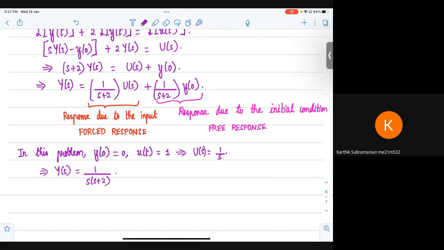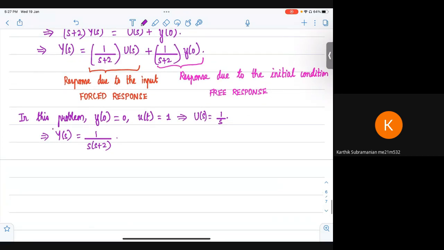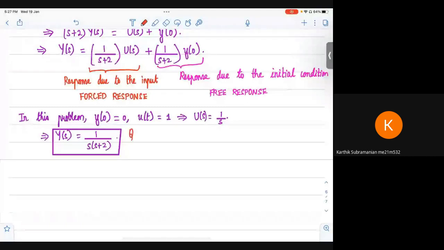Now we can see that we have got the response function or the output function in the complex domain. Okay, so this is good. But then we want y of t, right? So ultimately we want to interpret in the time domain. So the question now becomes, what do I do to get y of t?